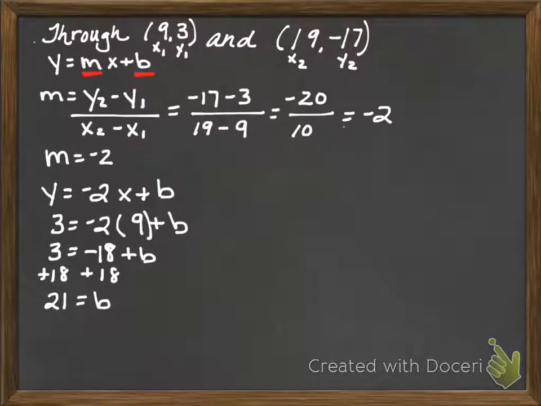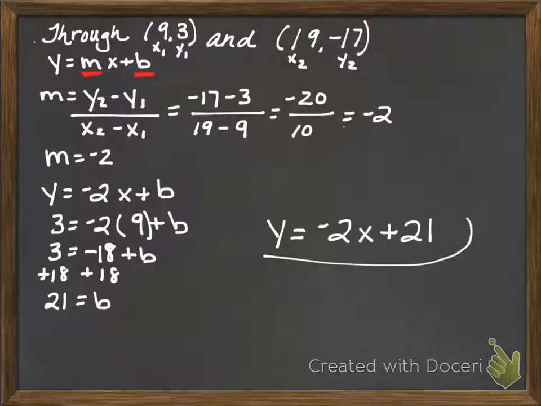But again, I'm not quite done, because my whole goal for this was to put it into slope-intercept form. So I'm going to come off to the side. I'm going to have y equals, and if we remember, we found our m, and that was negative 2x, and then our b was 21. So after all of that, that is our answer to the equation: y equals negative 2x plus 21.